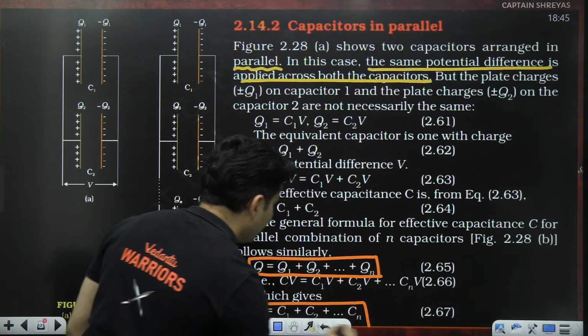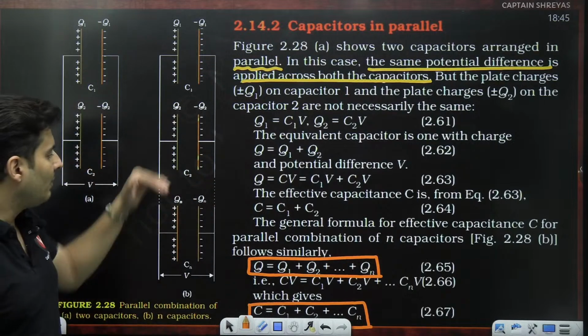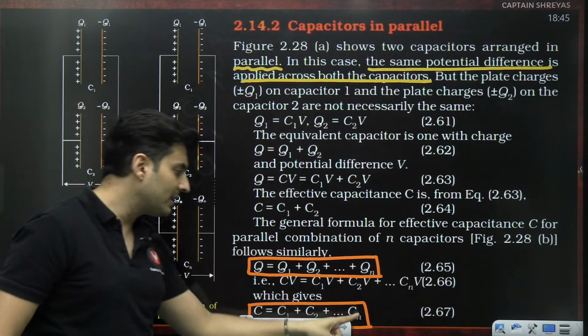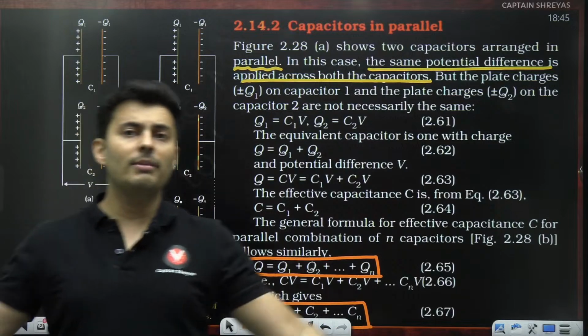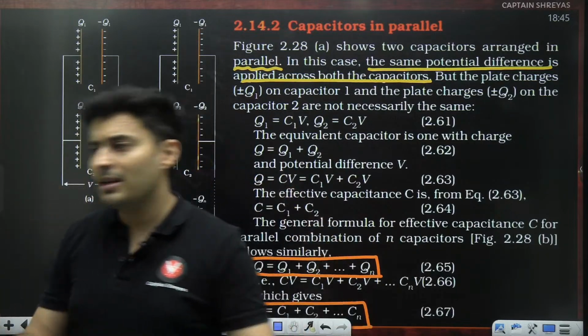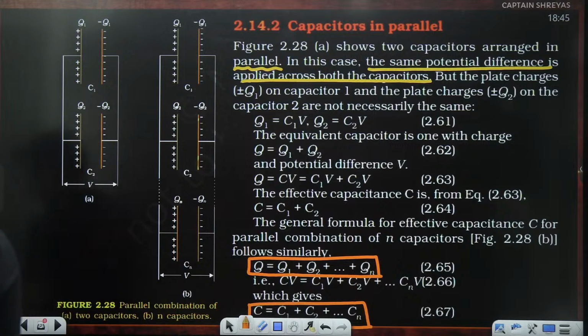Whereas the capacitance formula is just like series resistance. When capacitors are in parallel, the formula is like series resistance. So formula wise they are opposite, concept wise they are same.